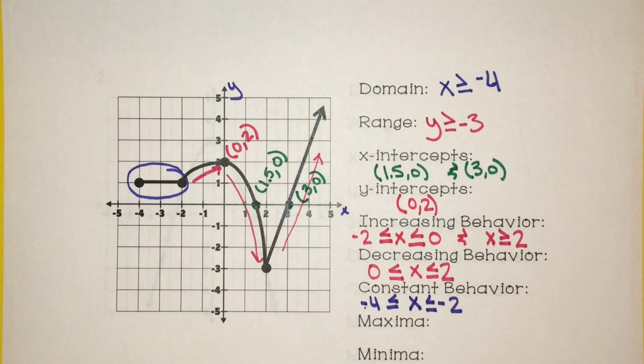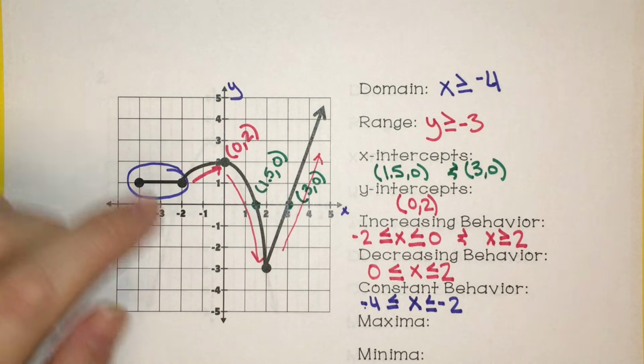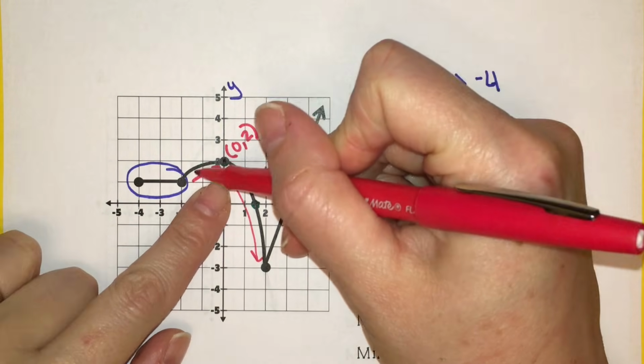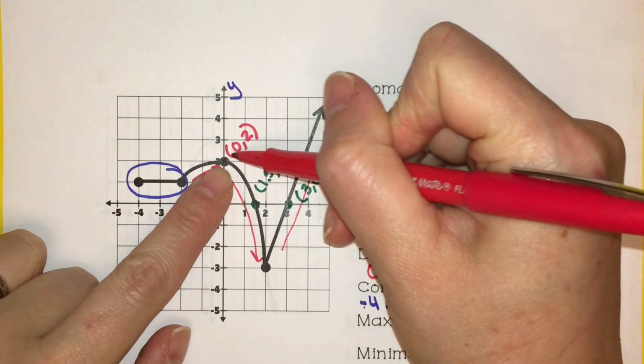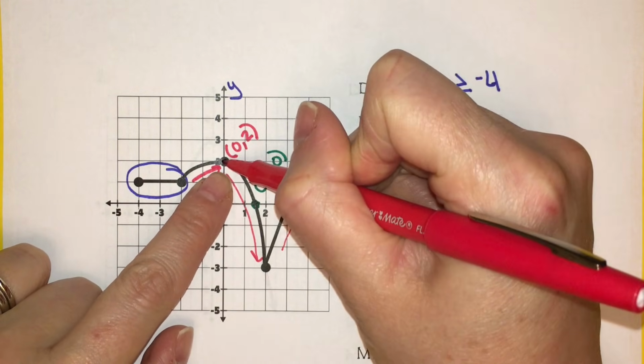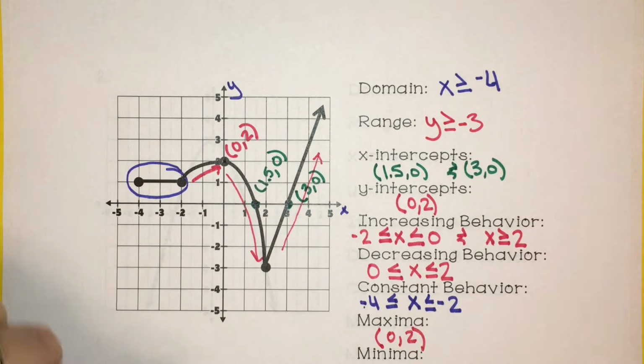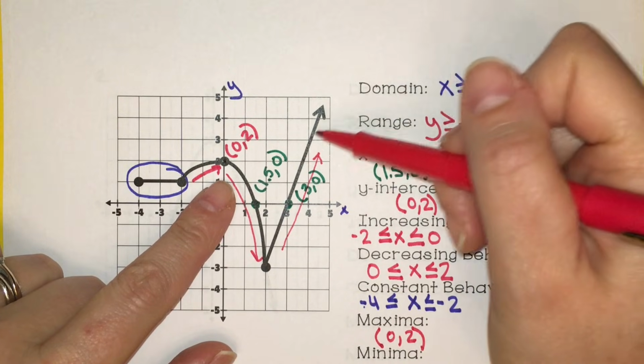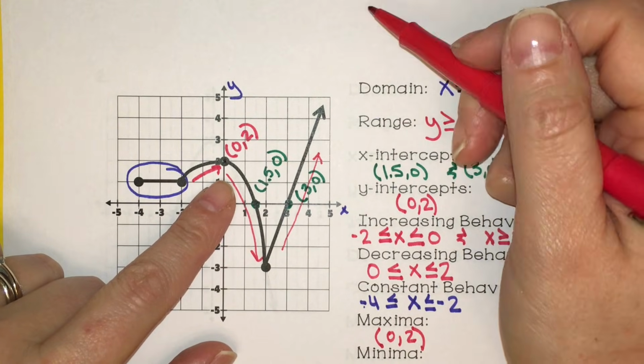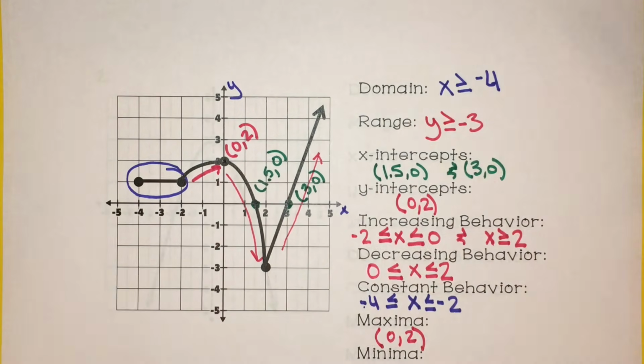All right, let's look at maxima and minima. We have a maxima point right here because it goes from increasing to decreasing. And we already know the coordinate because it was a y-intercept. So we have a maxima at (0, 2). It will continue going up forever, so eventually these points will be larger, but this is still considered a maxima.